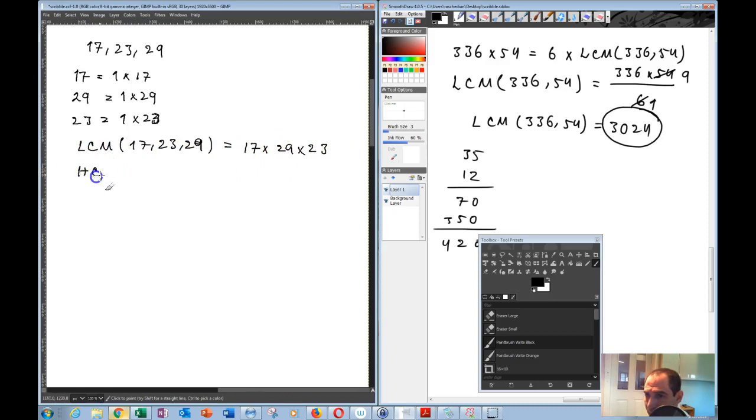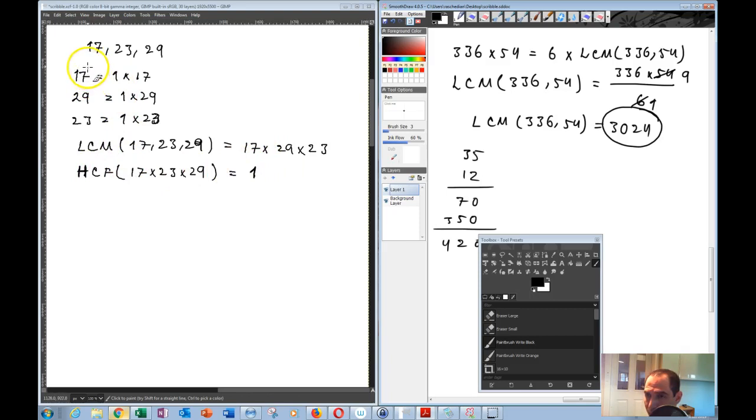The HCF of these three numbers, 17 times 23 times 29, you're looking for the common factors here, which is only 1. So the HCF of these three numbers is actually only 1. And that's basically the smallest power of the common factors. The smallest power of the common factors is the smallest power of 1, which is 1. So that's 1 raised to the power 1, which is equal to 1.